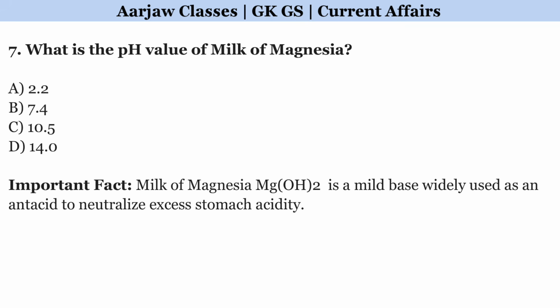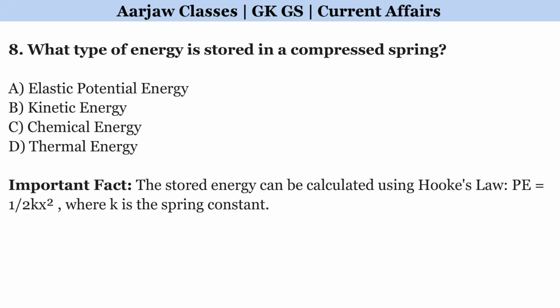What is the pH value of milk of magnesia? Correct option is C. 10.5. What type of energy is stored in a compressed spring? Correct option is A. Elastic potential energy.